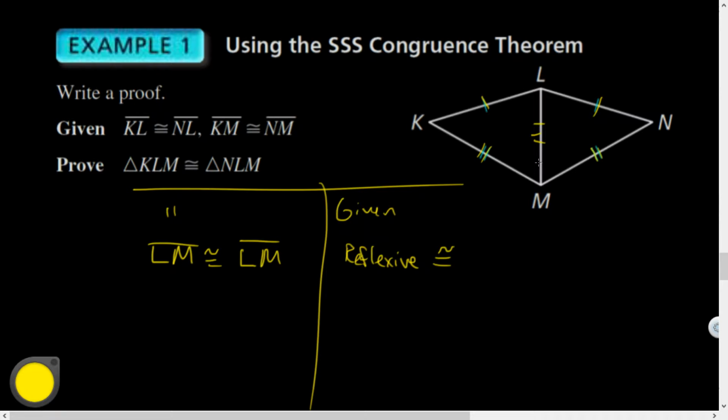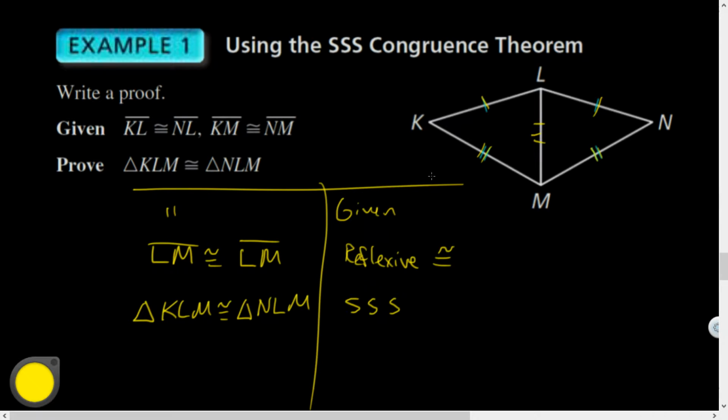Now, I could prove these triangles are congruent. Triangle KLM is congruent to, is this matching? KL, KL, NL, NL. Okay, it looks like they got it matched up. Triangle NLM. It's a good idea just to make sure we've got our letter sequence correct. And why are these two congruent? Side, side, side.